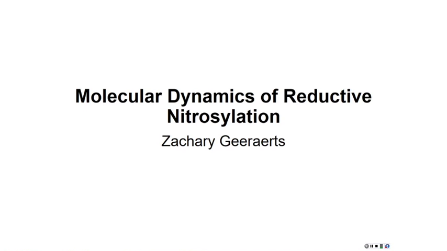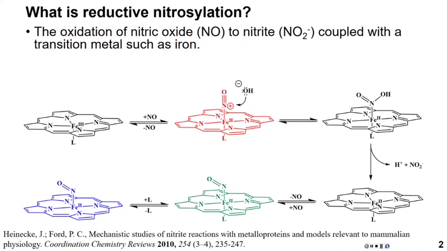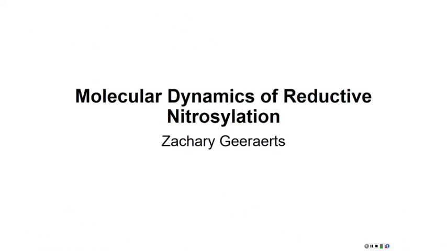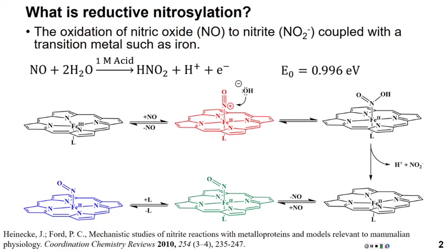So today I will be presenting my results on reductive nitrosylation molecular dynamic simulations. What is reductive nitrosylation? Well, it is a reaction where nitric oxide gets oxidized to nitrous acid, which then ends up reducing some metals such as iron. This process can be thermodynamically modulated, depending on pH and other factors that may impact the electrostatics of, let's say, the transition metal.